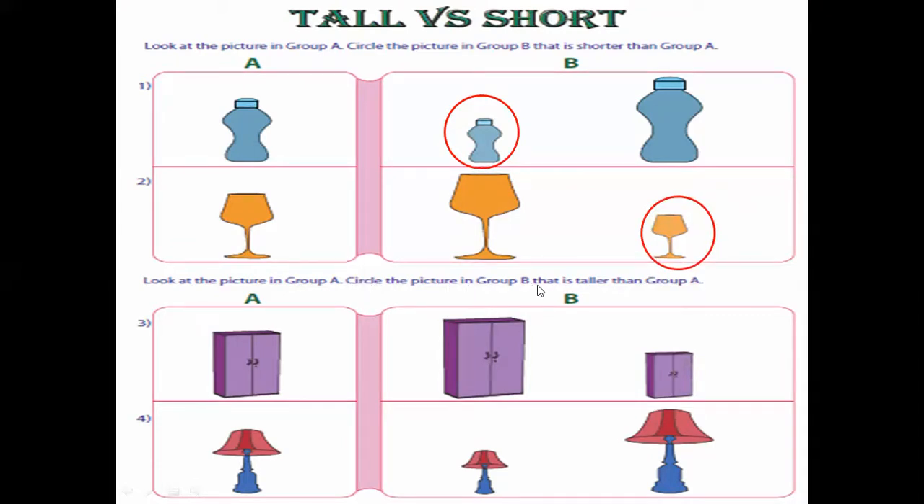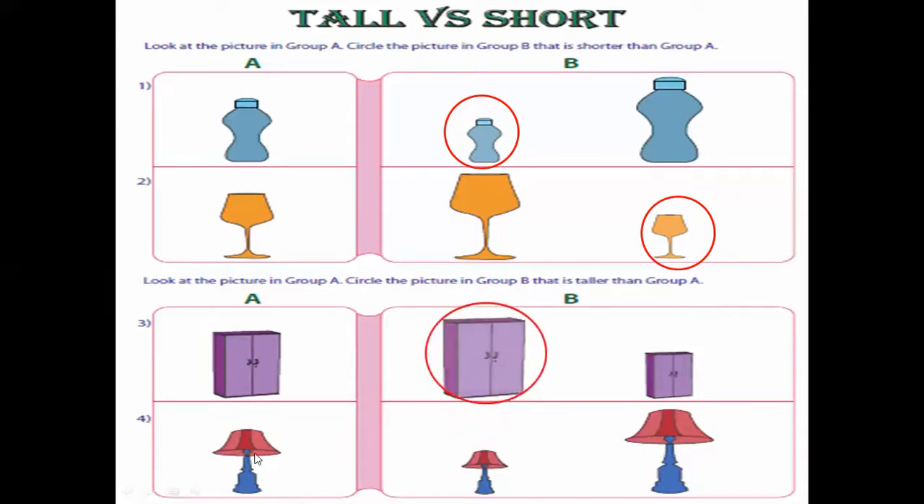Circle the picture in group B that is taller than group A. Okay, this is group A and this is group B. What you will do, you will compare the height of the object that is taller than group A. So which one? This one is taller than group A or this one? This one is taller than group A.